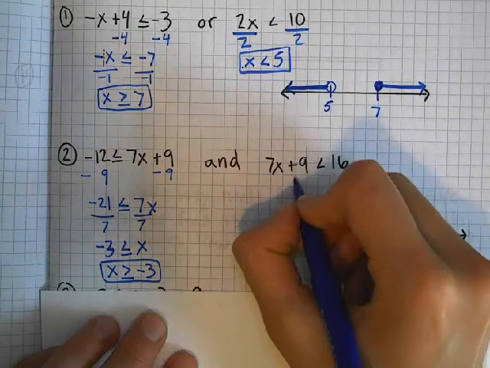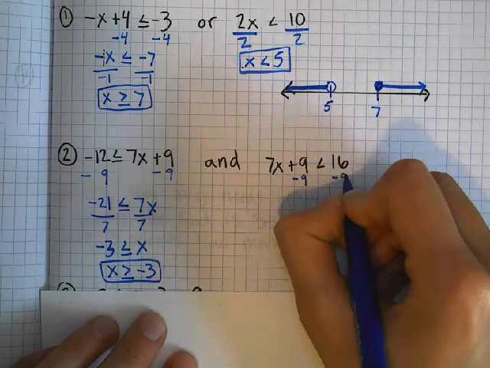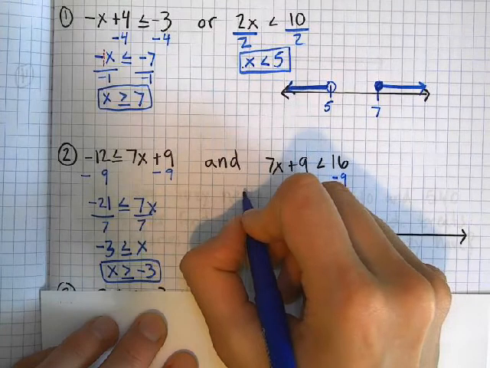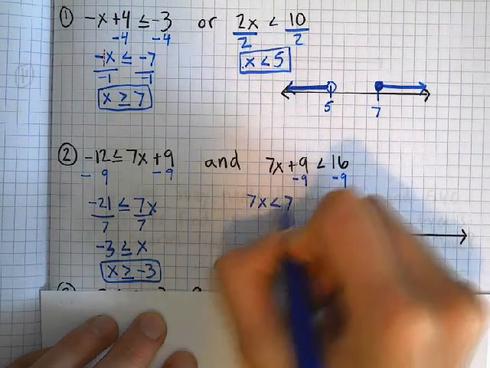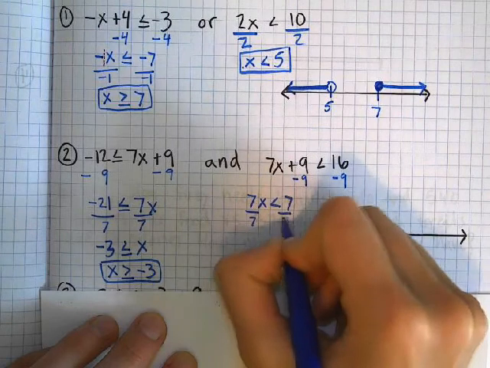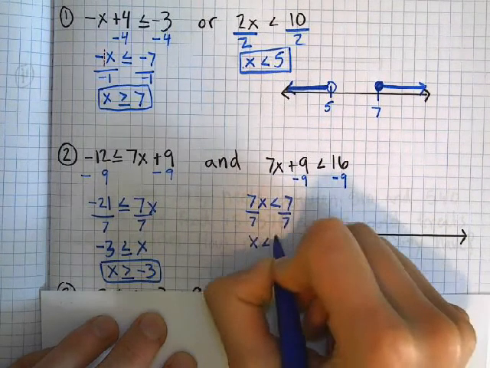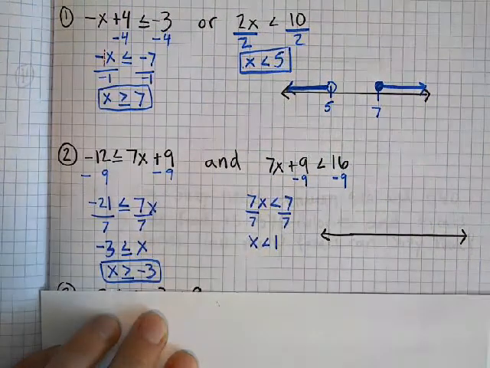All right, now let's solve our second problem. Subtract 9 on both sides. We've got 7x is less than 7. And when I divide by 7, I get x is less than 1.